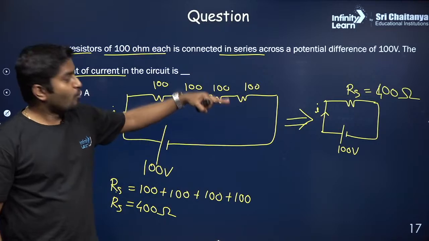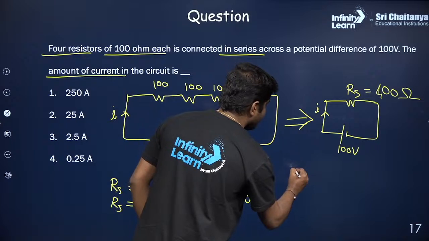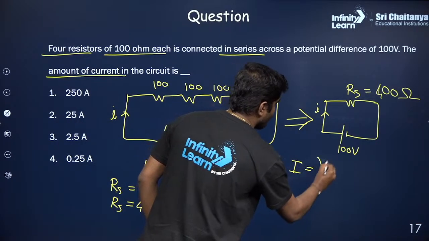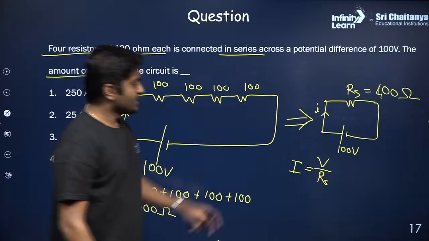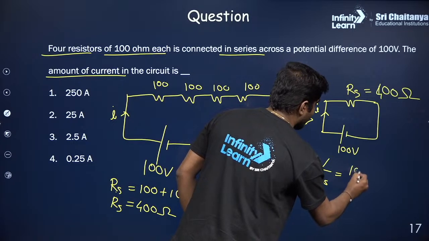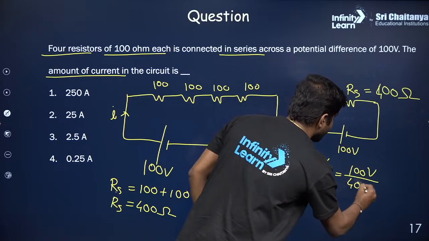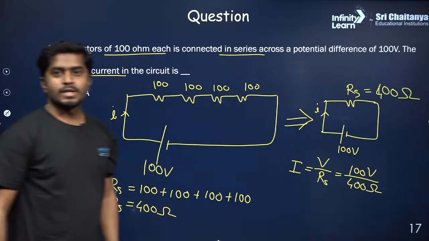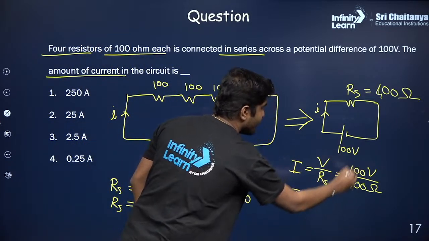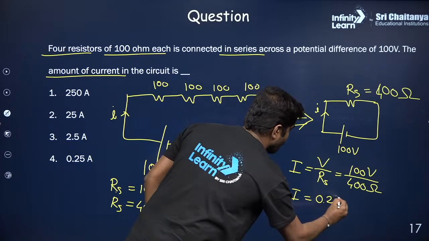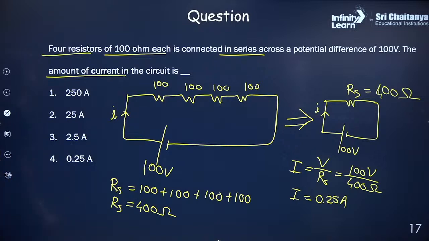Okay, so now we use Ohm's law, our favorite. So current will be equal to voltage divided by R series. What is the potential difference of the voltage? It is 100 volts divided by the series resistance value, which is 400 ohms. So what is the current value? The current value is 1 by 4, which is 0.25 amperes. Understood? Easy?